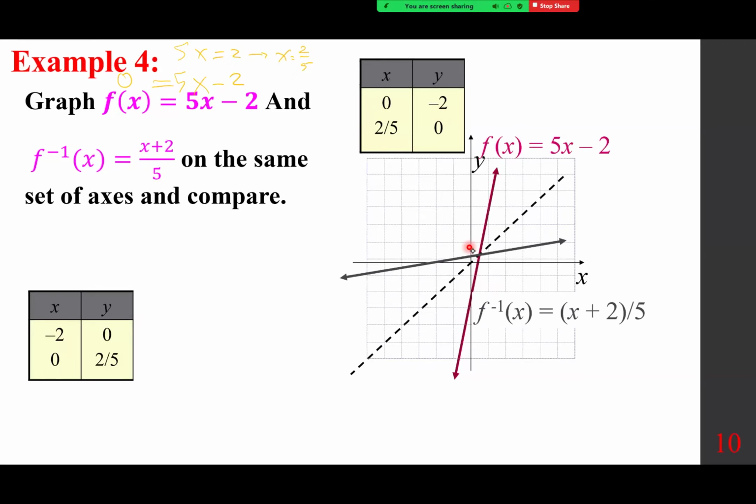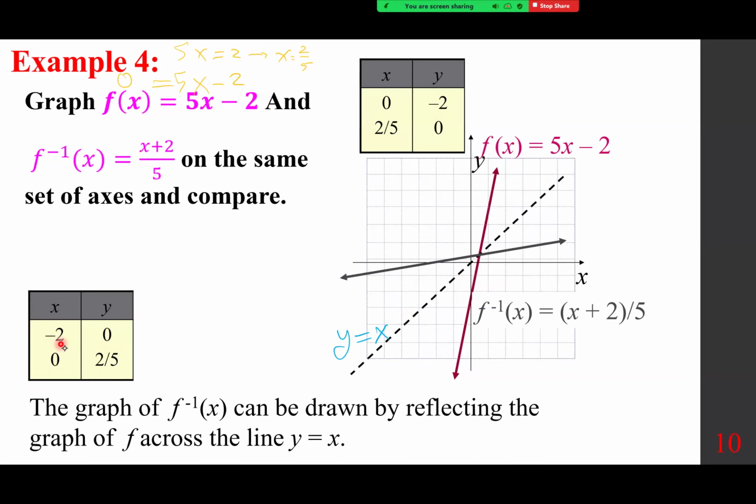And they are symmetric with respect to the line y equals x. So the graph of f inverse of x can be drawn by reflecting the graph of f across the line y equals x. That's another way of doing that.